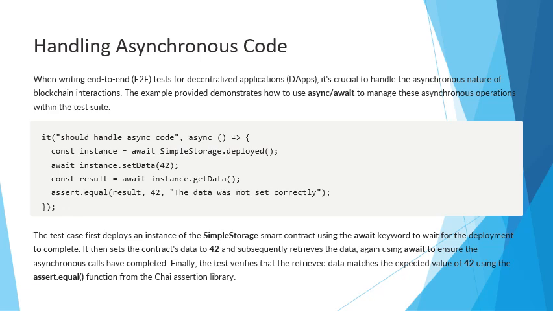Finally, the test verifies that the retrieved data matches the expected value of 42 using the assert.equal function from the Chai assertion library.